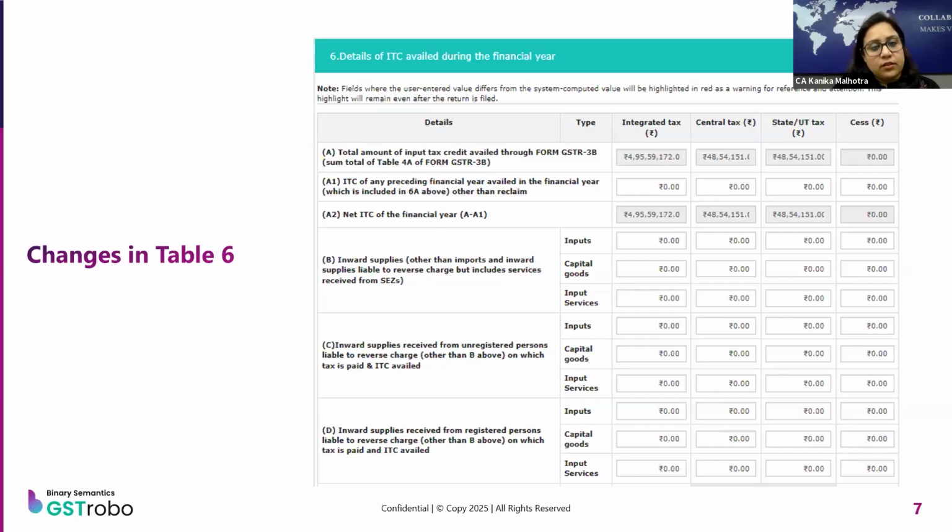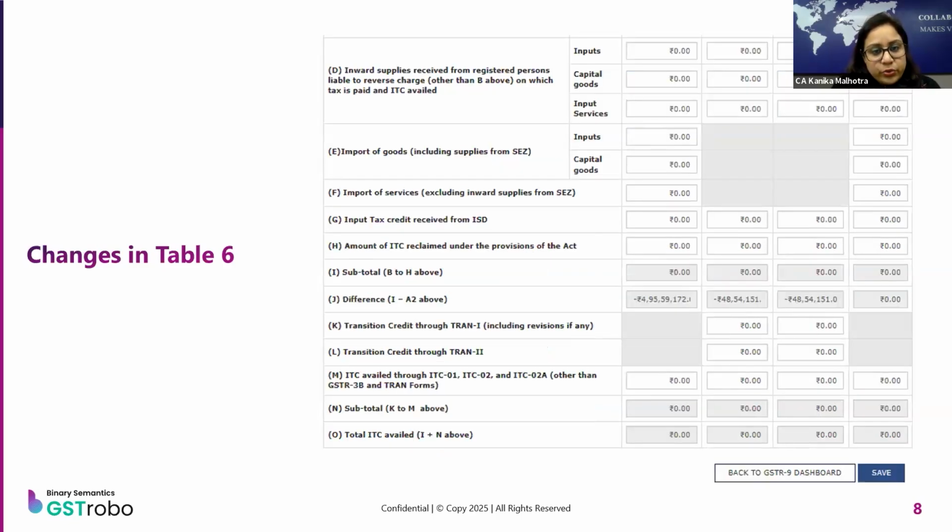So now moving on to another slide. Here it is a totality. There's another change in 6M. 6M basically is the ITC availed: ITC 01, 02 and 02A. You must be aware of this also, but I'll also give you a glimpse of it.